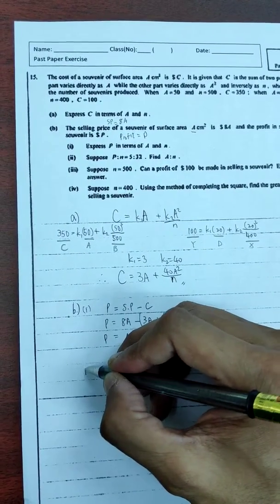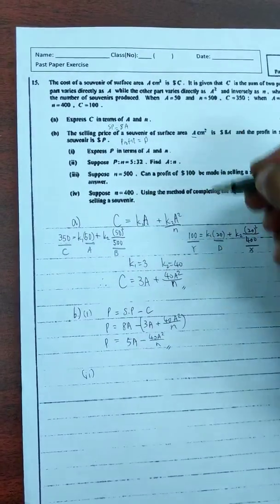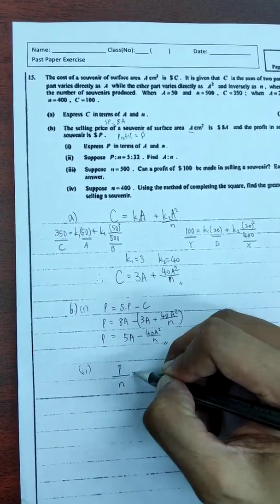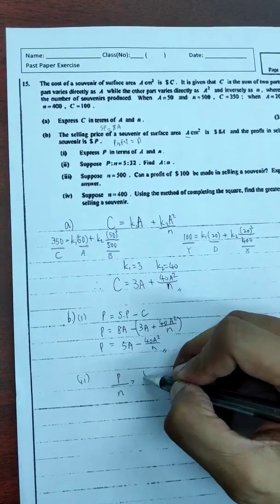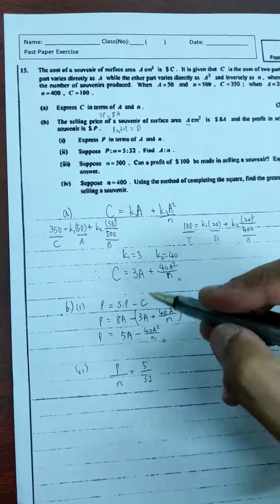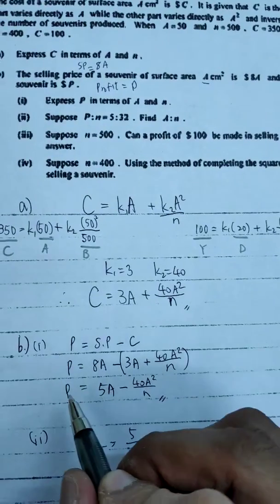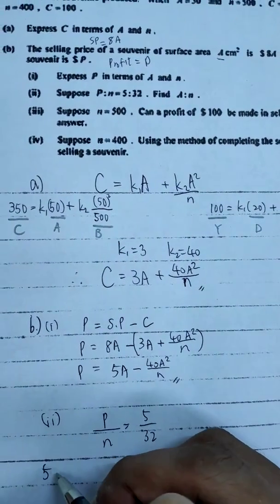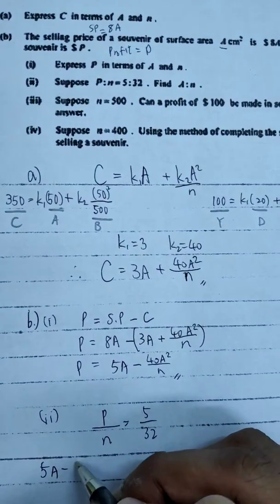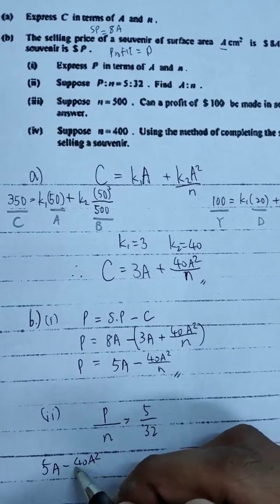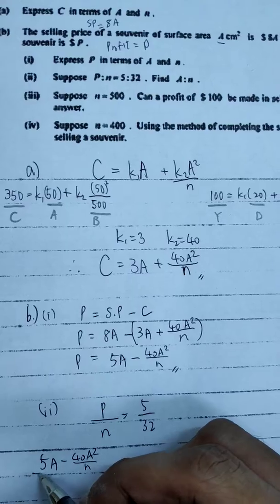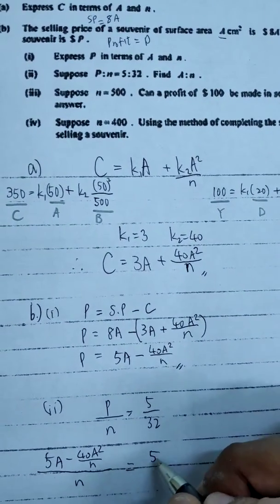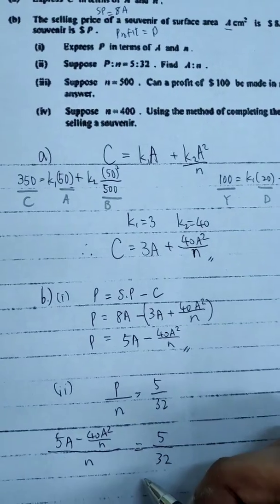And in part two, they gave us a ratio. The ratio is P over N is equal to 5 over 32. And if you look at it, P can be rewritten as that. So we have 5A minus 40A squared over N, divided by N equals 5 over 32.